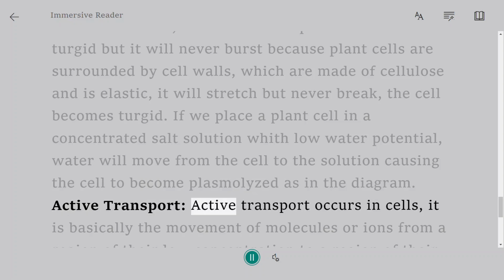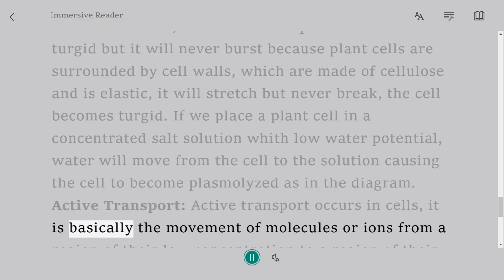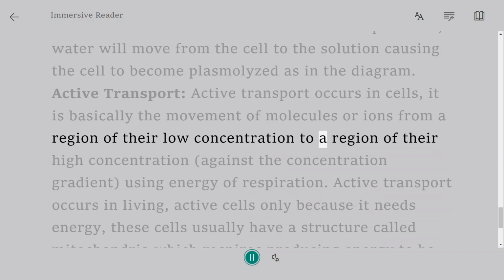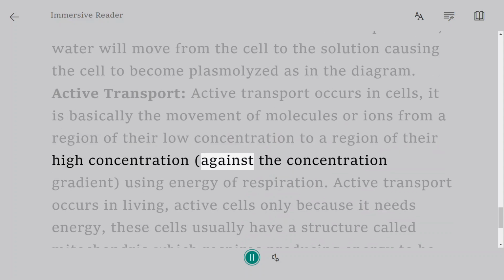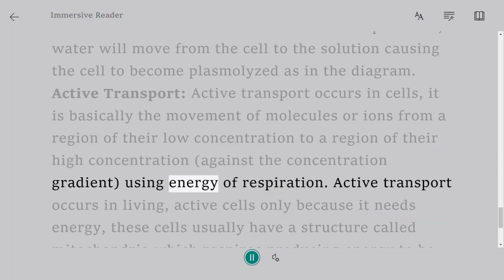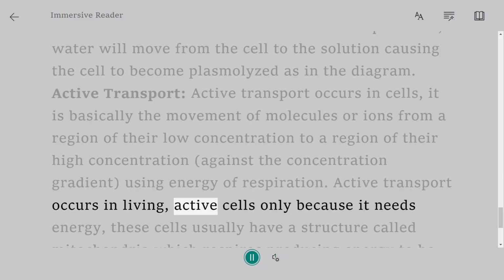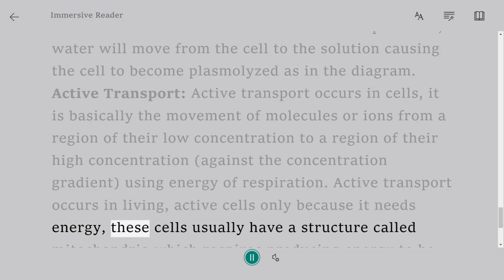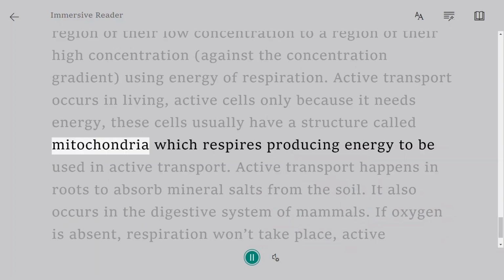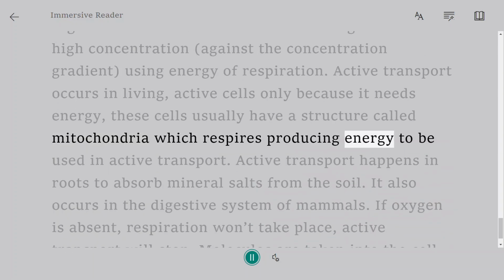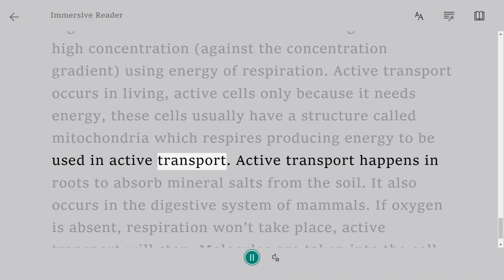Active transport occurs in cells. It is basically the movement of molecules or ions from a region of their low concentration to a region of their high concentration, against the concentration gradient, using energy from respiration. Active transport occurs in living, active cells only because it needs energy. These cells usually have a structure called mitochondria, which respire, producing energy to be used in active transport.